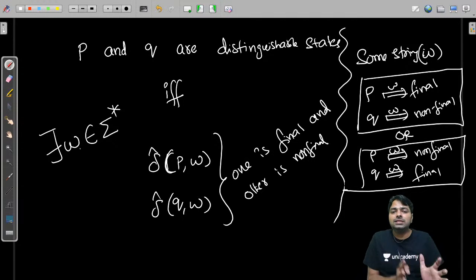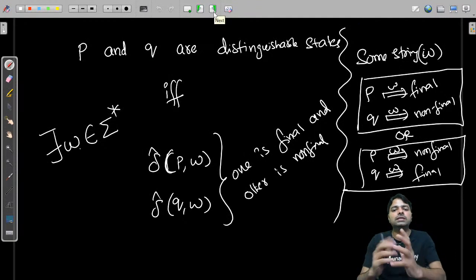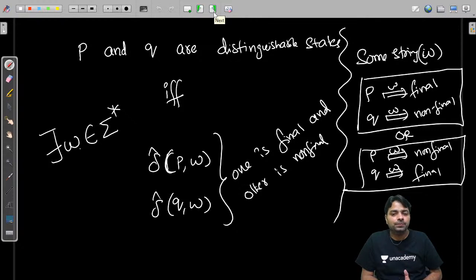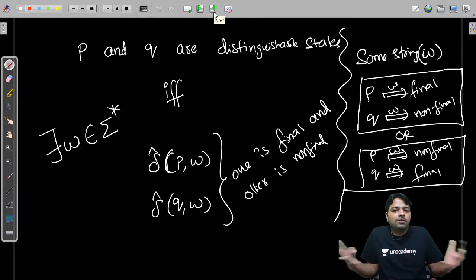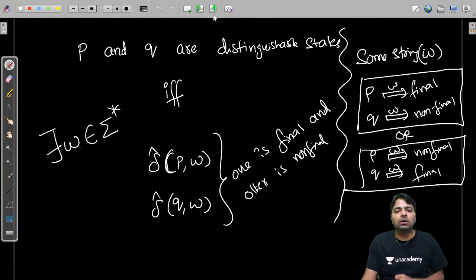Yes, so this is what distinguishable means. In our algorithm, our target is equivalent states, but directly you don't get it. That is the reason our algorithm follows distinguishability. In each step, we identify who are distinguishable, and in the final step, whatever we are left with are going to be equivalent states. Now let's look at how the algorithm works.